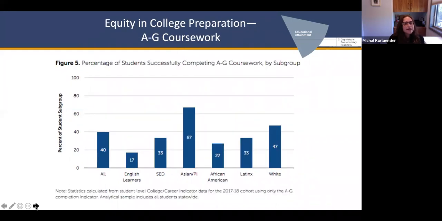Another one we look at is completing A to G coursework by subgroups. Importantly, to be prepared on the CCI, A to G alone is not sufficient. You would have to have A to G plus one of the other indicators, and that's because so many of our students who just met A to G eligibility were still deemed unprepared or in need of developmental coursework once they got to college. And so the CCI includes A to G, but in addition to an additional indicator.